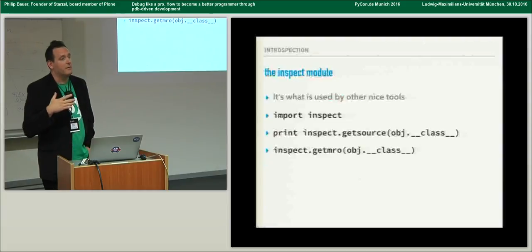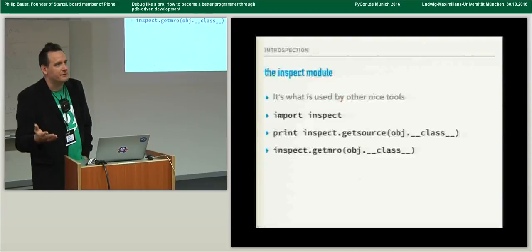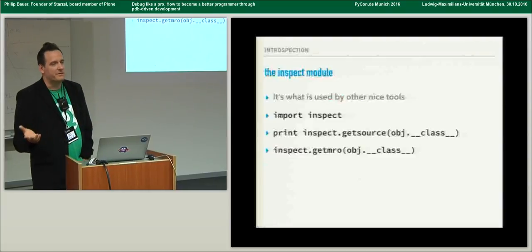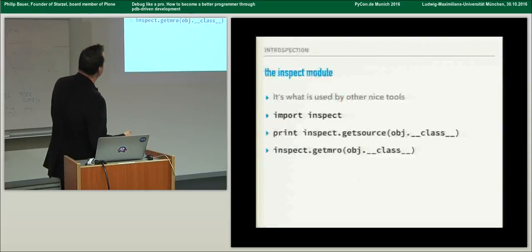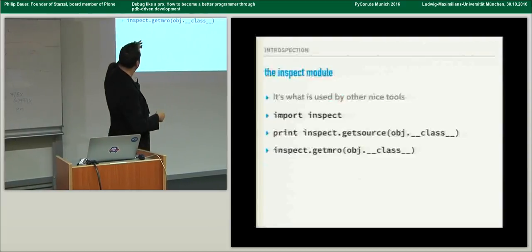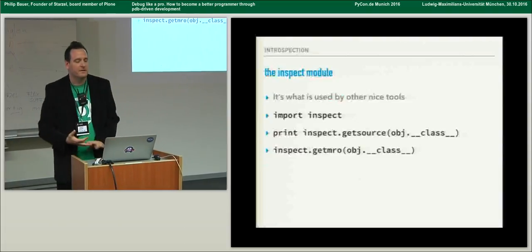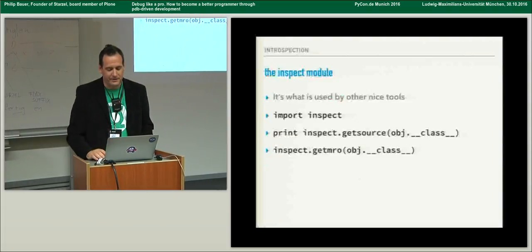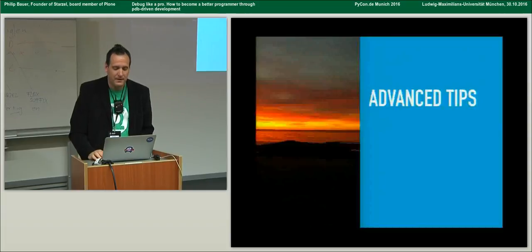You can use it on your own if you're on a server, where you shouldn't have a PDB anyway, but if you do and you don't have PDB++ or IPDB, you can use inspect directly to say print inspect get source object class, for example. It displays the whole source for the class of the object you're looking at, and also can display the method resolution order and so on.